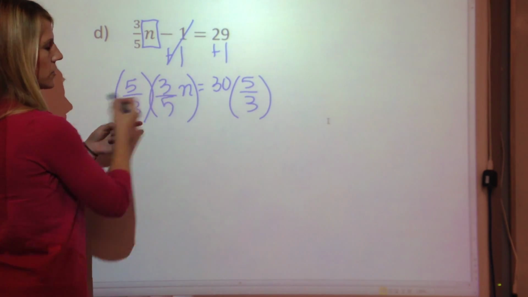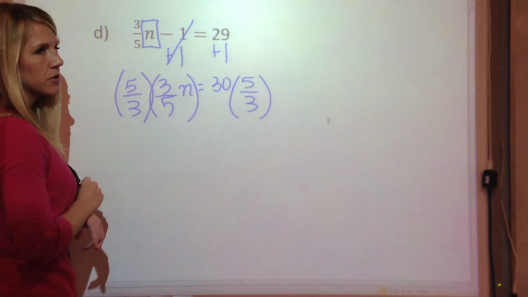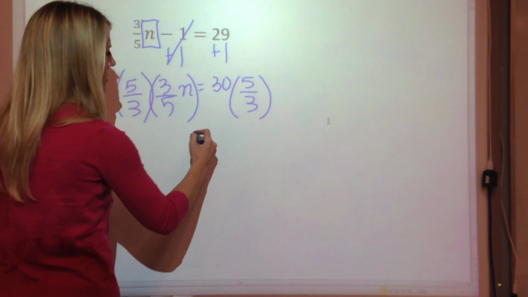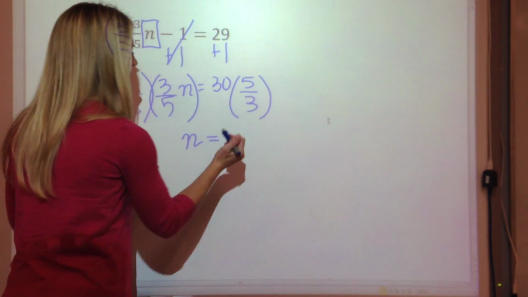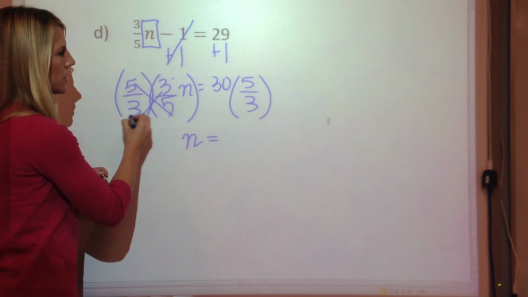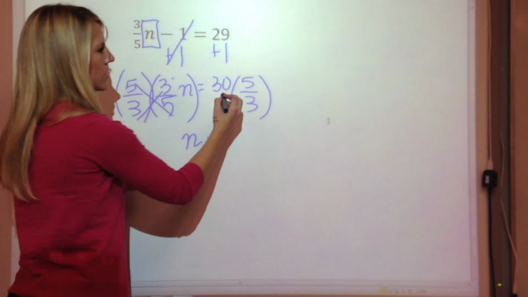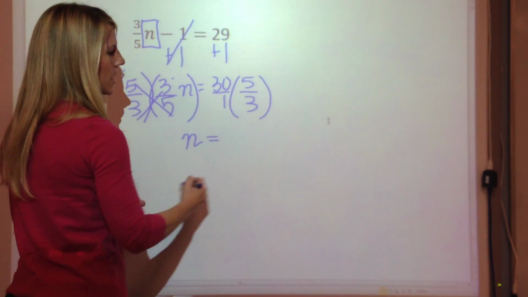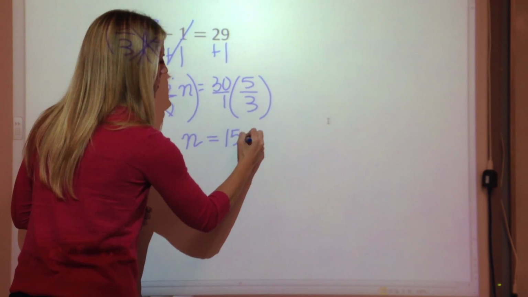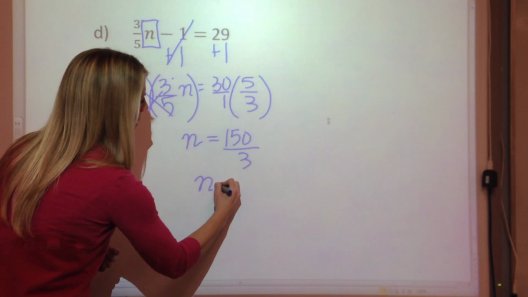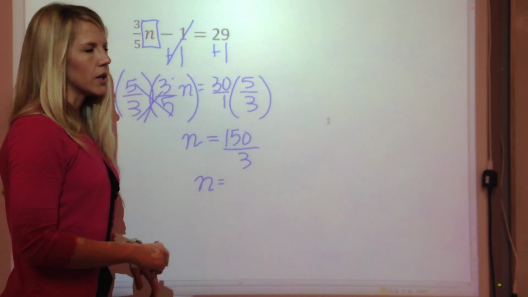So 5 times 3 is 15 over 3 times 5 is just 15. So we end up with 15 over 15 n. Well, we know 15 divided by 15 is just 1. So again, any number multiplied by its reciprocal is always 1. So that just becomes 1. Then multiplying fractions, 30 is the same thing as 30 over 1. So 30 times 5 is 150, divided by 1 times 3. So n equals, and I'll let you get it from there.